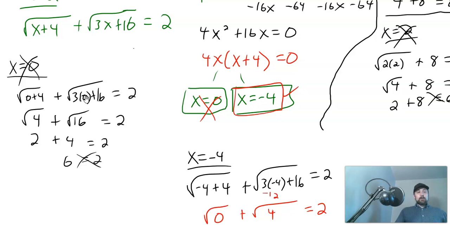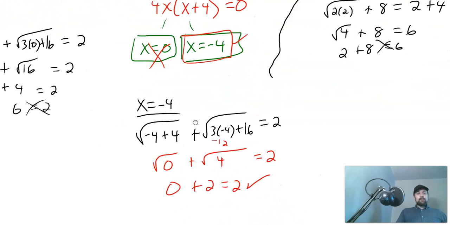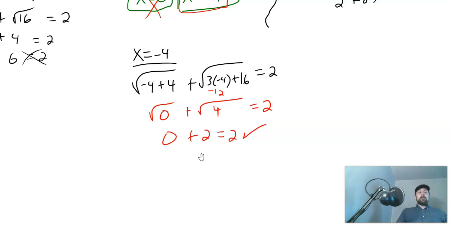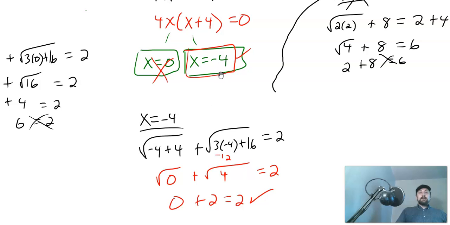So I go back to the original equation. I plug 0 in for x. I end up getting this, which gives me 6 equals 2. So the left-hand side doesn't match the right-hand side. So I have to throw 0 out. I check -4, plug that into the original equation. That one actually ends up working. You get 2 equals 2. That's true. So -4 is a solution to the equation, but 0 is not. So the only solution to that equation was -4.